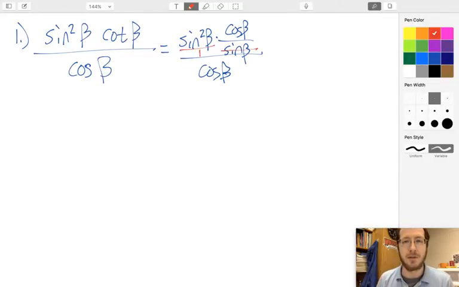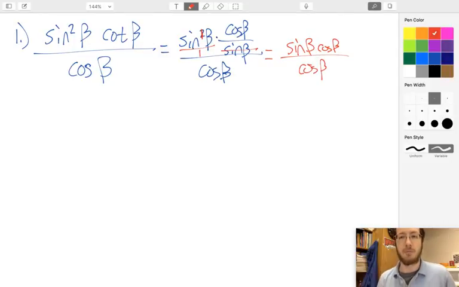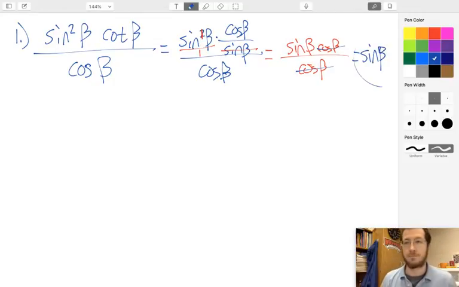So this sine of beta, if we're just looking at the numerator, is going to cancel with one of those sine of betas. There's 2 factors of those there. So now we're left with sine of beta, cosine of beta. Okay, no more fraction inside the numerator, and cosine of beta in the denominator. Now we've got a factor of cosine of beta on the top and the bottom. So we're left with sine of beta as our simplified version of number 1.